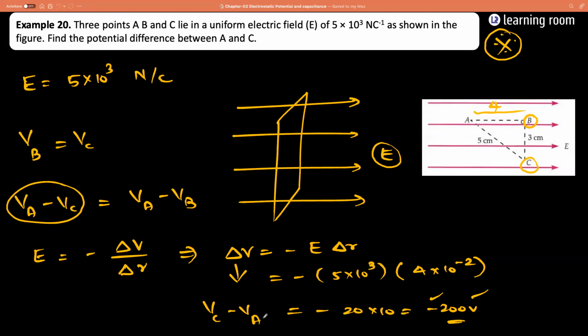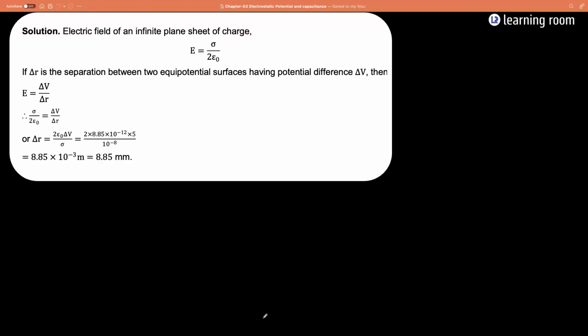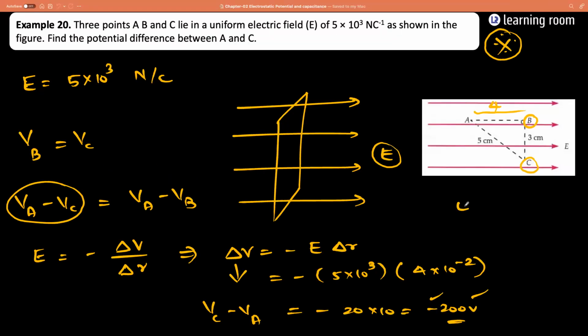How did I find it out? Because I told you something important in the previous slide. What did I tell you? Electric field: E is equal to minus dV by dr. This negative sign indicates what? It is in the direction of decreasing potential. So among A and B, which one is at greater potential?